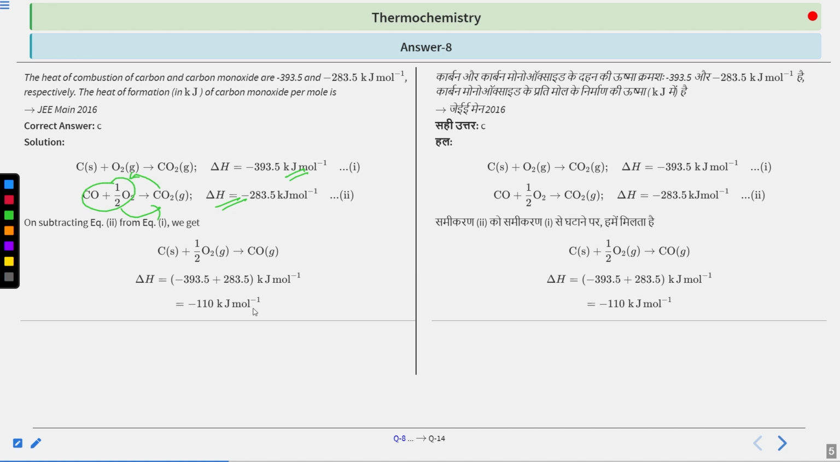Now the value is again in kilojoule per mole, and you should not forget to get the units right, or you will get your answer wrong. Okay. Now next question.